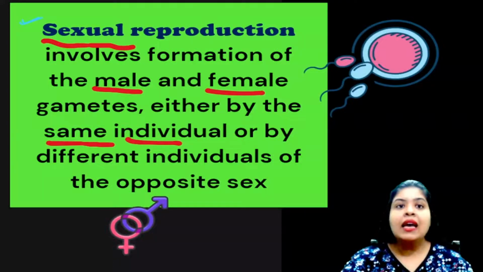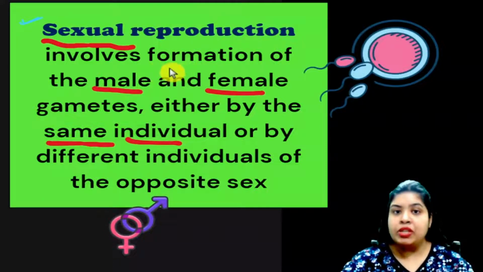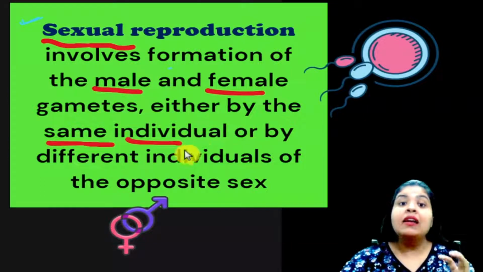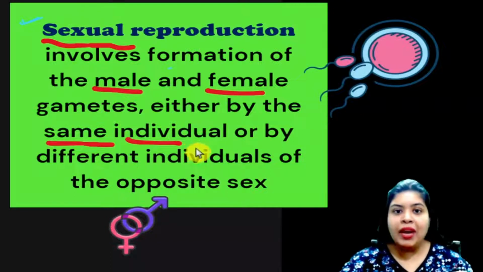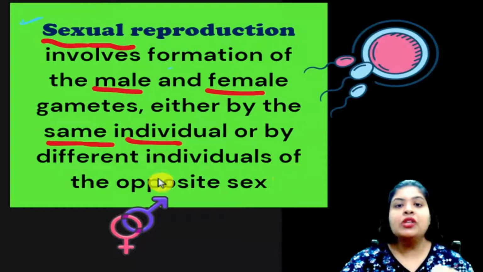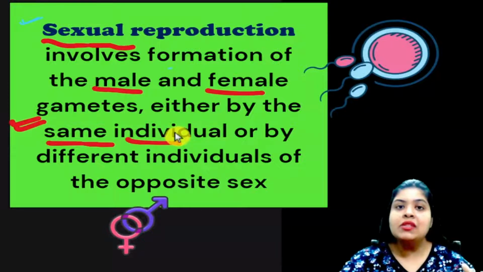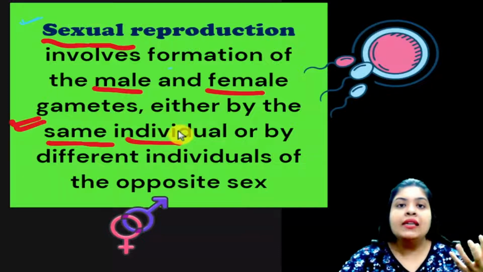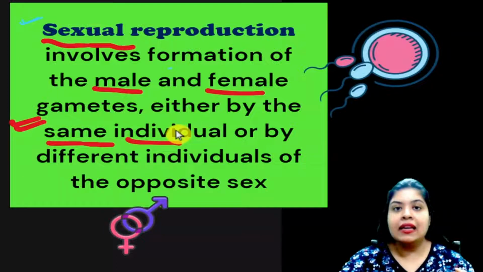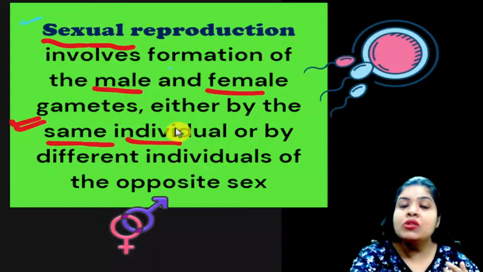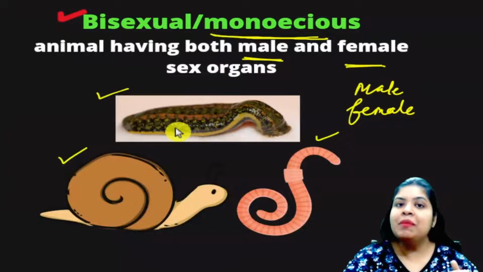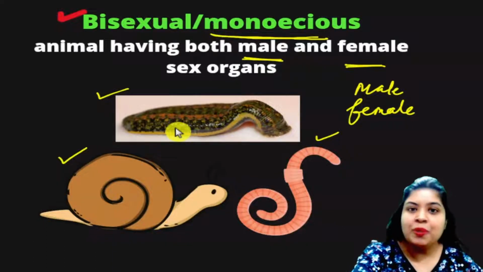Sexual reproduction basically involves the formation of male and female gametes, either by the same parent, या तो वो एक ही इंडिविजुअल में दोनों होंगे या फिर वो डिफरेंट इंडिविजुअल में होंगे जो कि ऑपोजिट सेक्स के होंगे, जैसे कि हमने ह्यूमन बींग्स का एग्जाम्पल समझा. And if it is the same individual, then we have seen examples of animals which are hermaphrodite, like earthworms, leeches or snails, which are also called monoecious or bisexual organisms. Okay, I hope this line is clear.